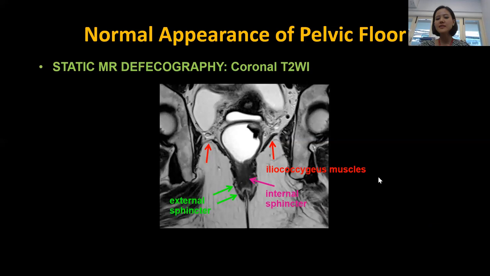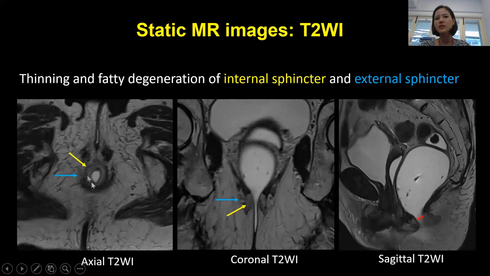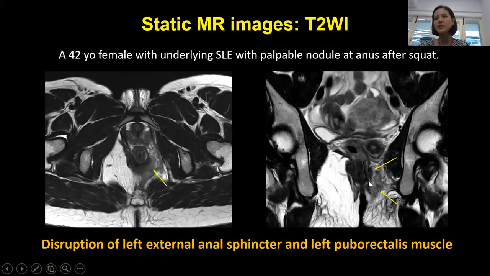This is a coronal T2 weighted image. You can see the iliococcygeus muscle is convex in the upward direction like a seagull and quite symmetric. This is the external sphincter and this one is the internal sphincter. This is a case with thinning and fatty degeneration of the internal and external sphincter causing anal canal widening. And another case with a palpable nodule at the anus after squat, you can see disruption of the left external sphincter and left puborectalis muscle, with loss of normal U-shape.